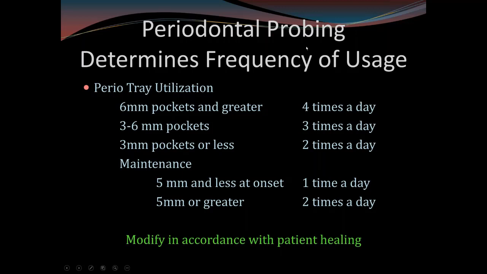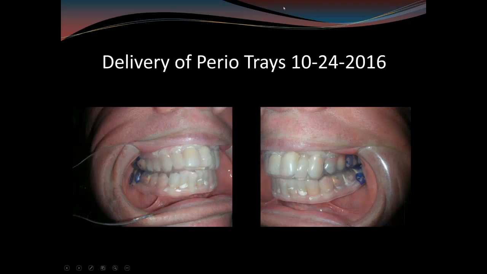So in this case, where we've got 10 plus millimeter pockets, we're going to start the gentleman using the hydrogen peroxide 4 times a day. We'll see him in 2 weeks. That 10 millimeter pocket's probably going to be around a 6 or an 8 millimeter. So here are the trays delivered in 2016.